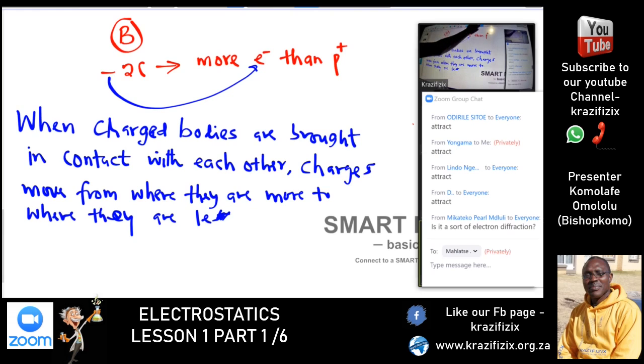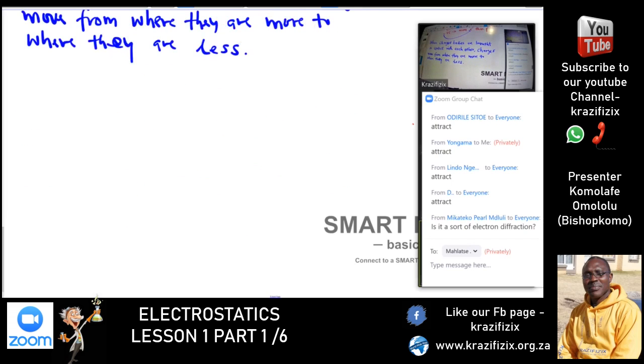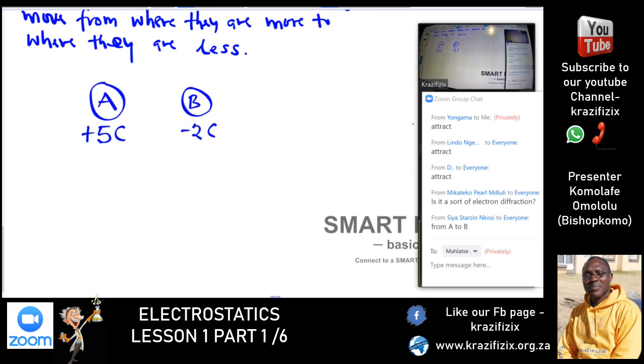Now, look at the value of A and B. Where do you think charges would move? Will they move from A to B or B to A? I have A and I have B. Brought together, this is positive 5 columns and negative 2 columns. When they are brought together, where will charges flow from? Will it flow from A to B or B to A?